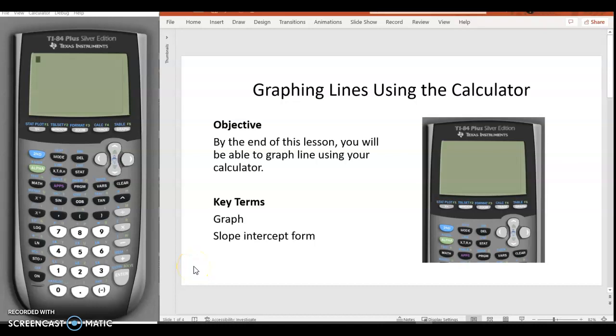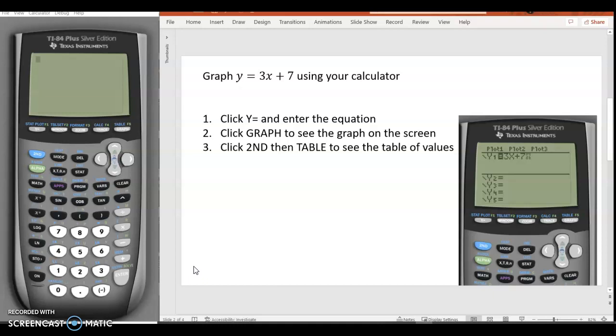In this video, I'm going to show you how to graph lines using your calculator. So if you have the equation of a line in slope-intercept form, you can create its graph using your calculator.